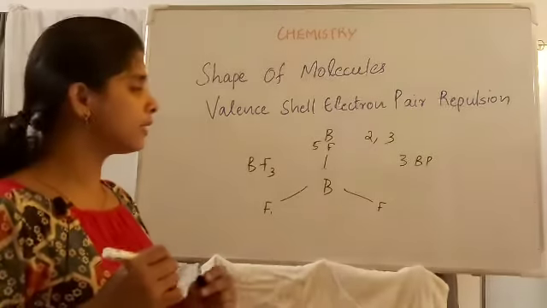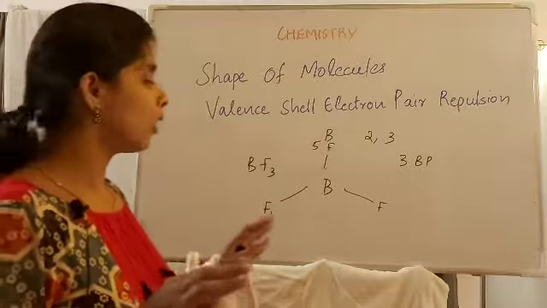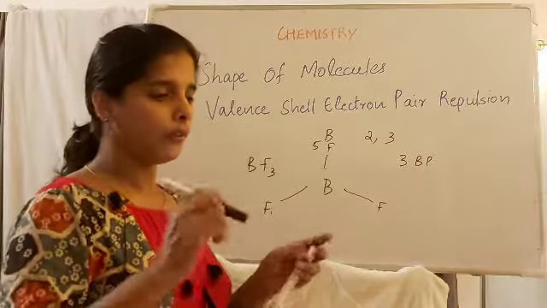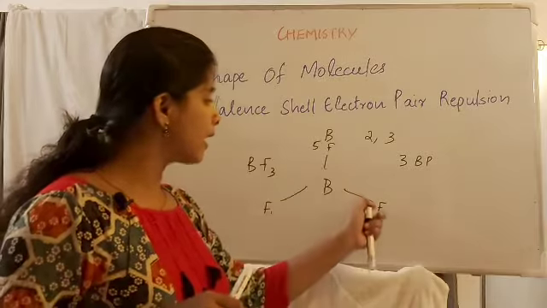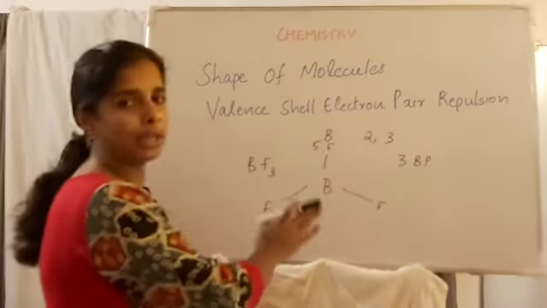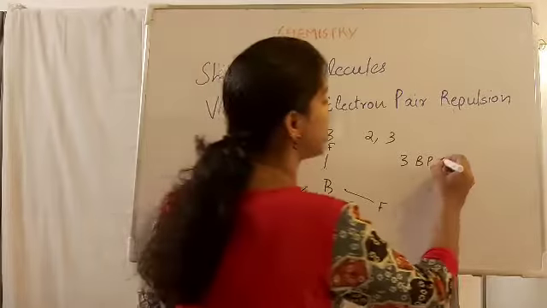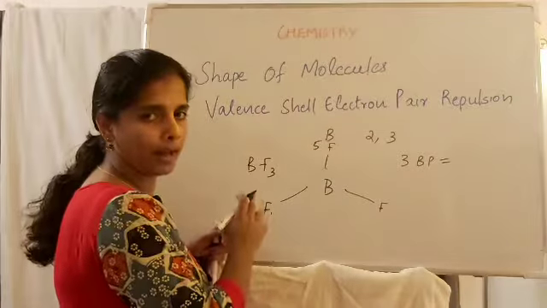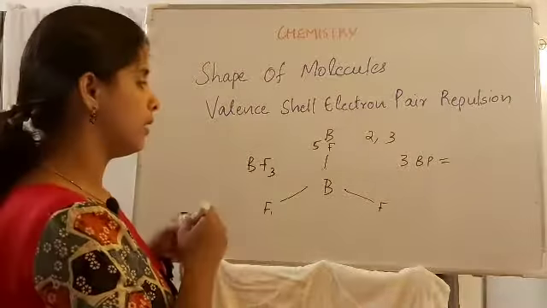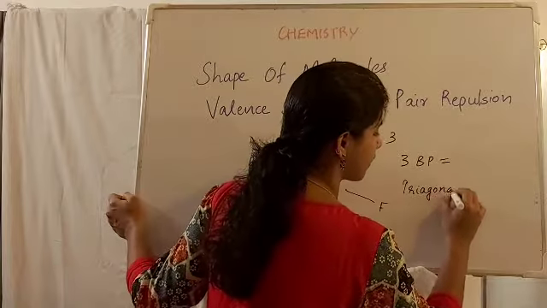Now how can we arrange these 3 bond pairs so that the repulsion between them is minimum? The only possible arrangement is this trigonal arrangement. If the electron pairs are at the corners of a regular triangle, then the repulsion will be minimum. So if there are 3 bond pairs, the geometry is trigonal planar and the shape of the molecule is also trigonal planar.